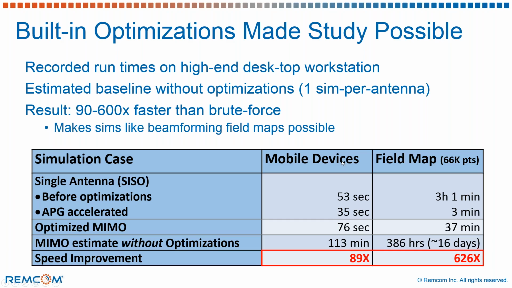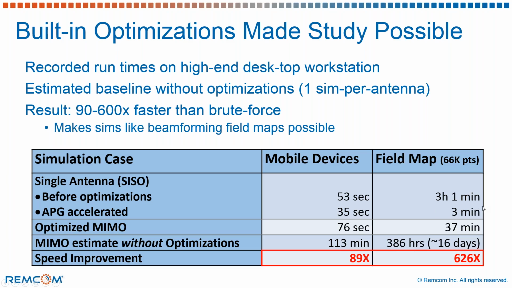So with these 66,000 points, our initial simulation took a little over 3 hours to complete. When we applied the APG acceleration, it completed in about 3 minutes. And when we then expanded from a single transmitting antenna to 128 antennas, it ran at about 37 minutes.